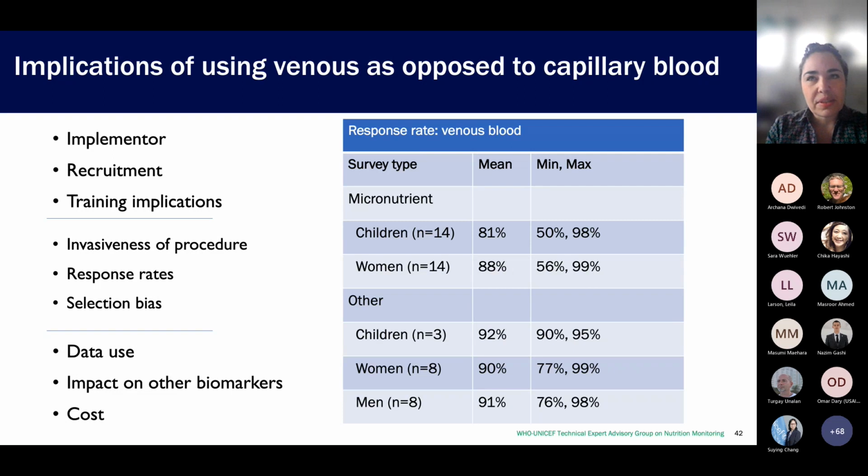Although in DHS surveys, we sometimes use the same data collectors from survey to survey. So what is a challenge is that phlebotomists often don't have extensive experience with venous blood collection in very young children, and we collect hemoglobin on children 6 to 59 months.